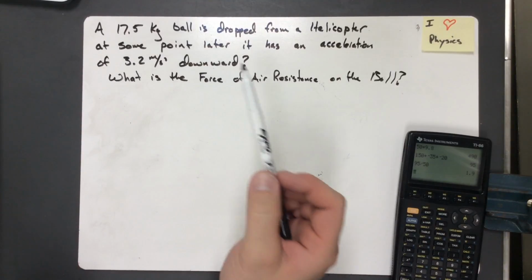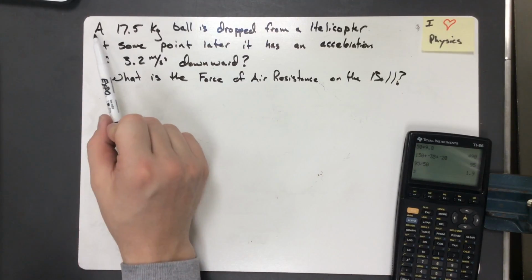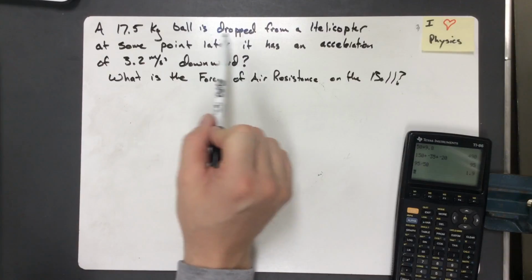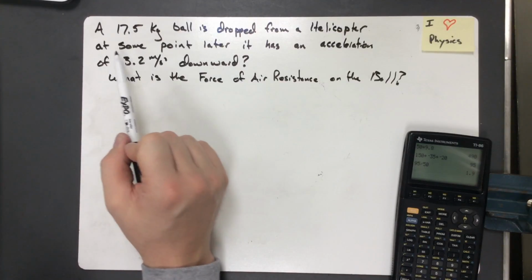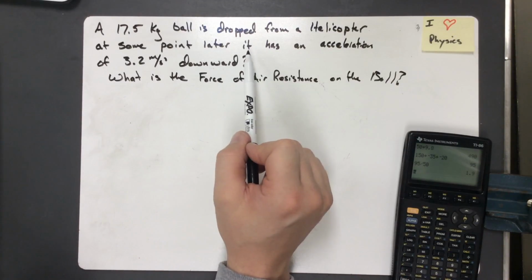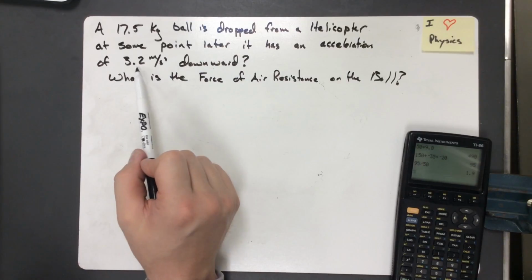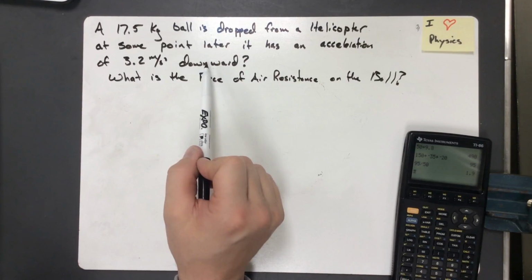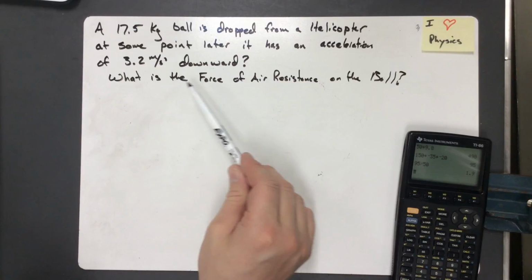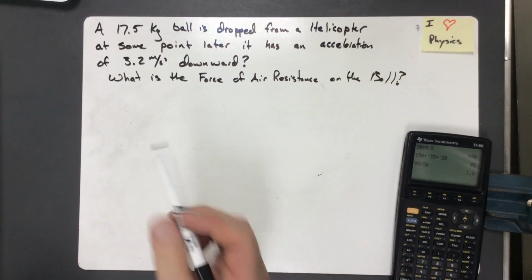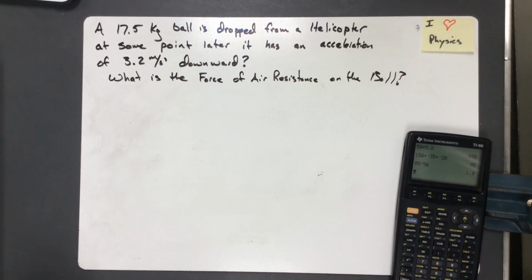Just wanted to run through another sample physics problem with you. Don't worry about why you would do this with the helicopter, but what we have here is a 17.5 kilogram ball dropped from a helicopter. At some point later, as it's falling down, we find out that it has an acceleration of 3.2 meters per second squared downward. The question is asking what would be the force of air resistance on the ball in order for its acceleration to be only 3.2 instead of the 9.8 that you would expect.